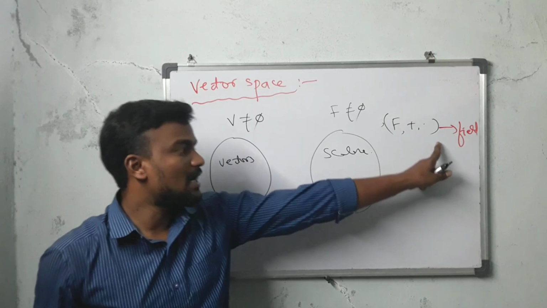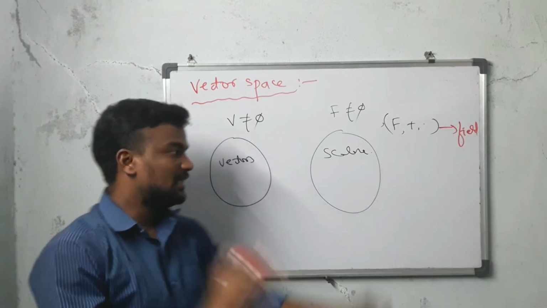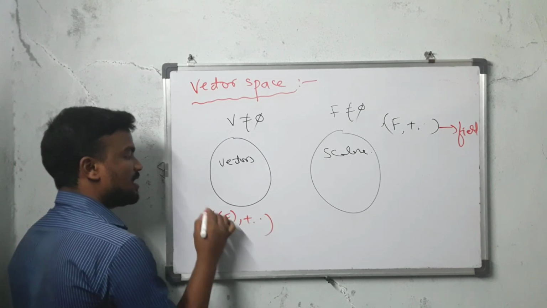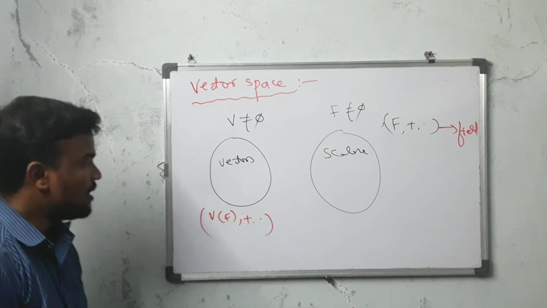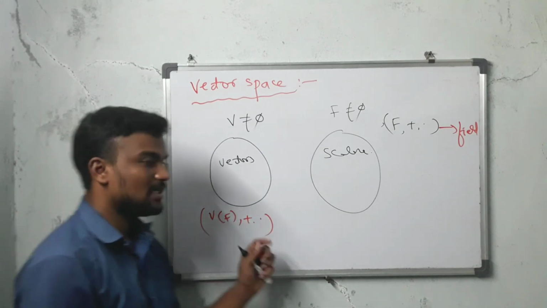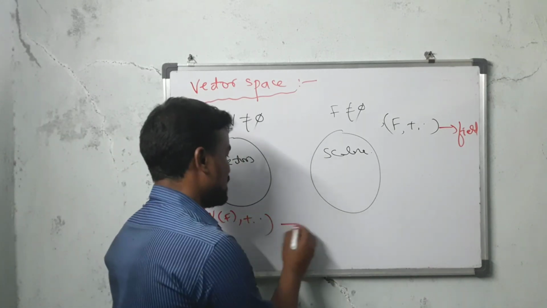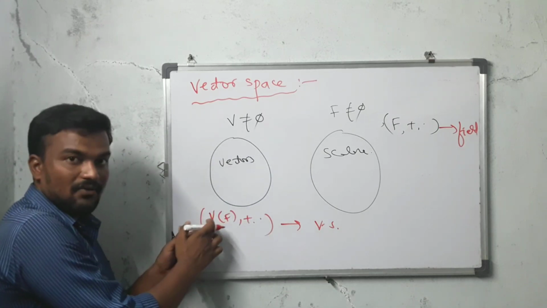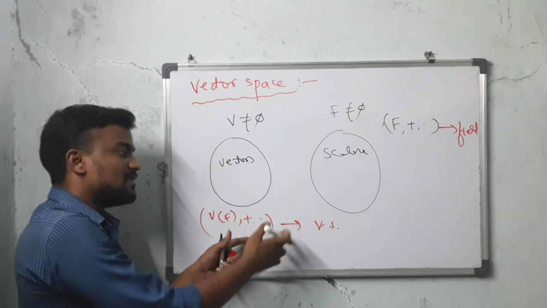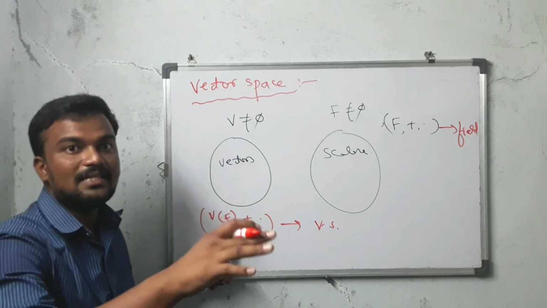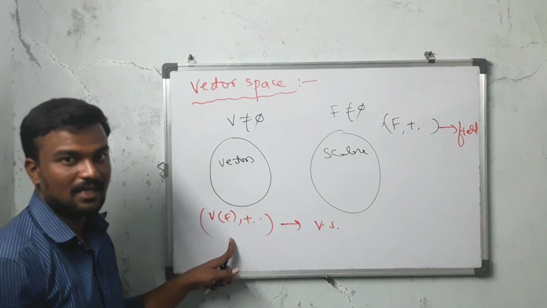(F, +, ·) is a field, then the set V over (F, +, ·) is said to be a vector space. It is said to be a vector space. V over F, it is called V over (F, +, ·) is said to be a vector space over the field F if it satisfies the following conditions.